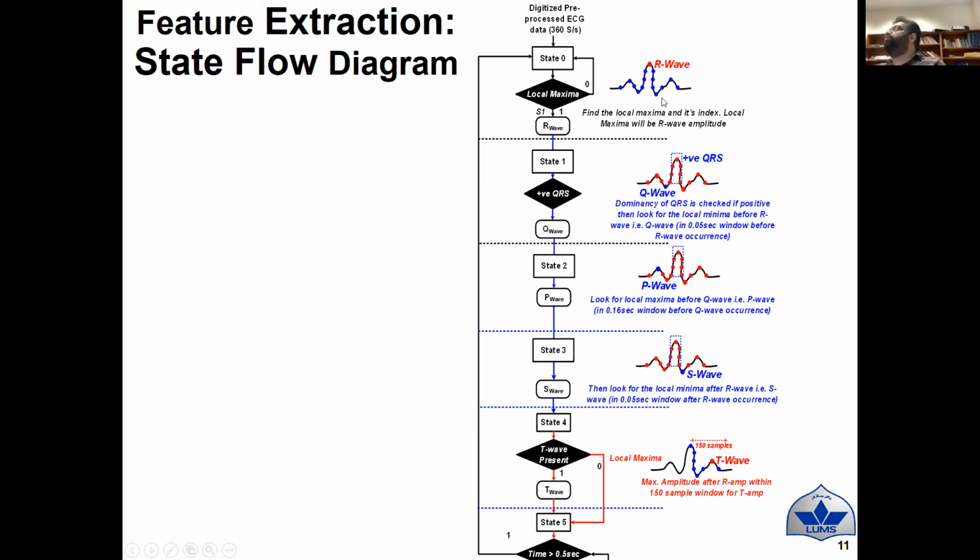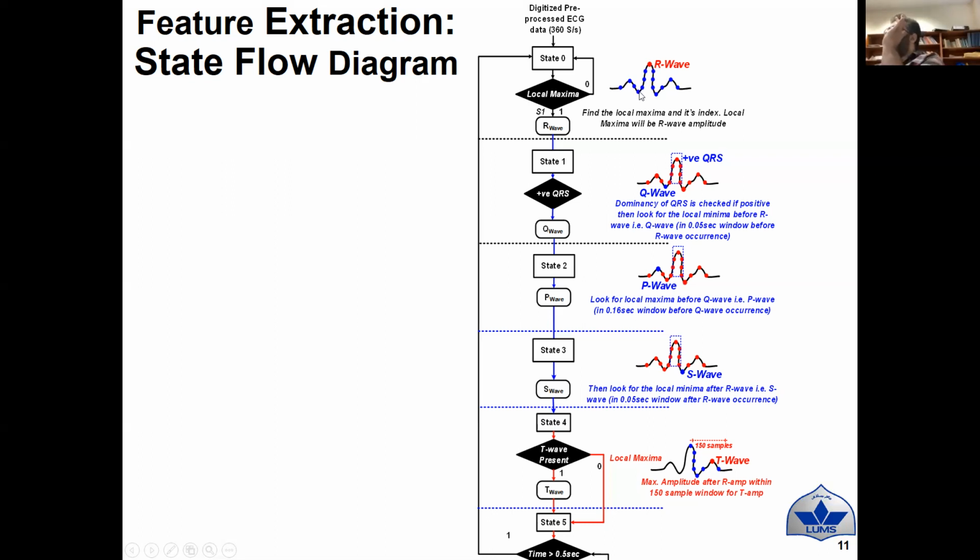So in this window, if I find the R wave, I can find the R wave amplitude and the R wave index. Once I find this R wave, the important thing is what comes next. The next thing is the Q wave. And what is the Q wave? The Q wave is basically the dip or the minima which comes before the R wave.